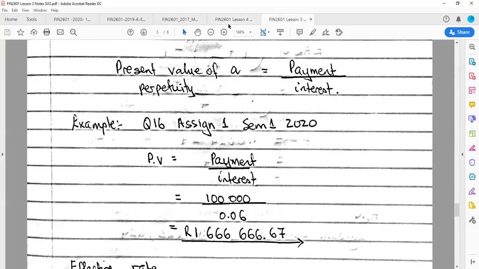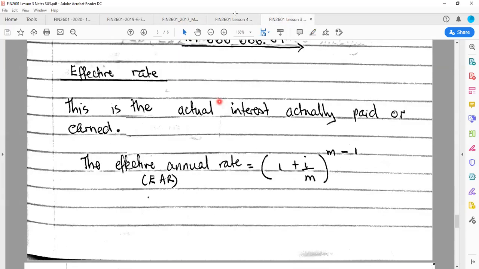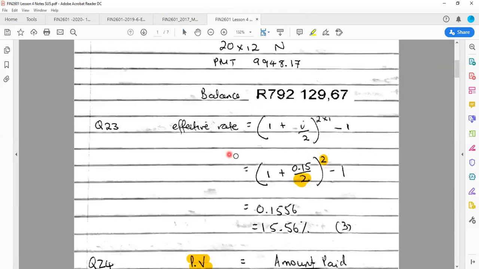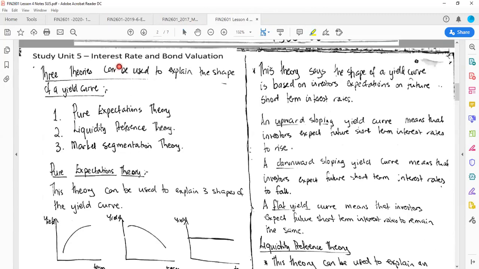So I now want to move on and continue by looking at the next study unit, study unit 5, interest rate and bond valuation. The study unit also involves a lot of use of the financial calculator, so I'm going to take you through that and how to use a financial calculator to determine the price of a bond, right? Remember, a bond is just a loan. A bond is a loan, okay?